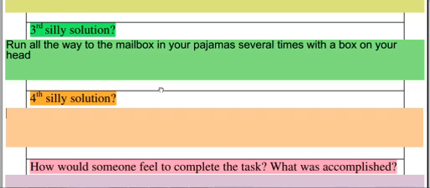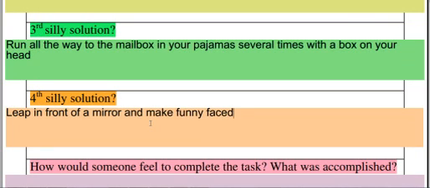Continuing with the lesson, you'll want to be on the fourth silly solution and try writing: leap in front of a mirror and make funny faces at yourself until you scare yourself silly. Okay.